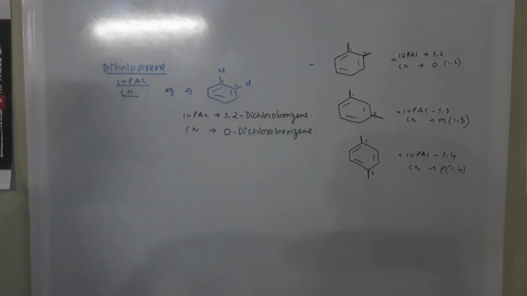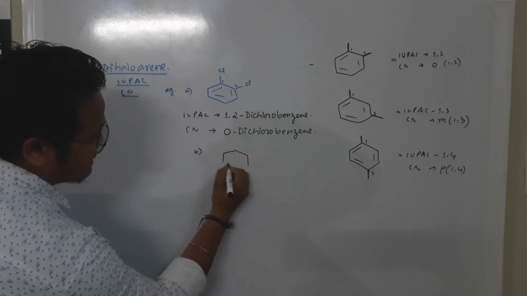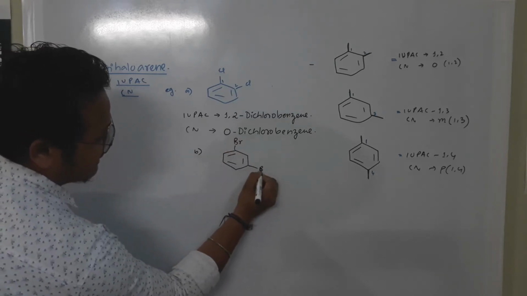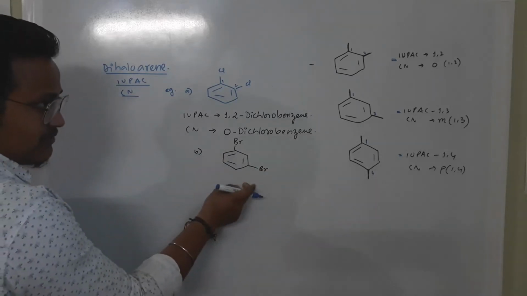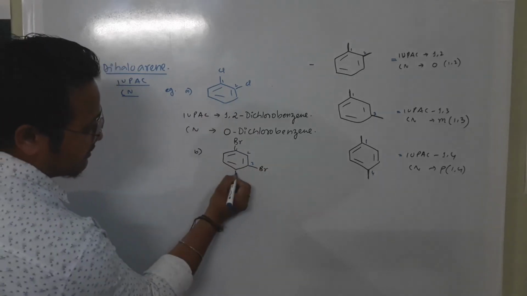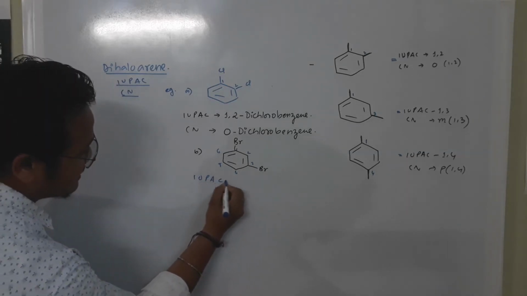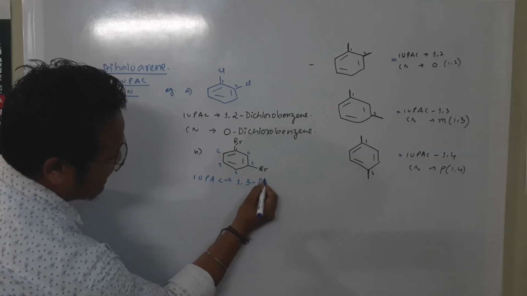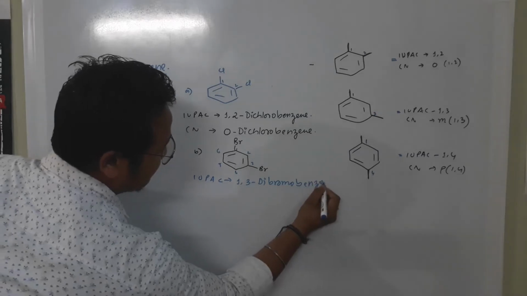It's very simple, right? So another example, say if I am having this, say Br here, another here. Then they are 1, 3 position, right? It can be 1, it can be 1, but we have to go through the nearest position, right? So 1, 2, 3 here, 4, 5, 6. So how will we write the IUPAC name of this, guys? 1, 3, then we will write dibromo, then rest is our benzene.